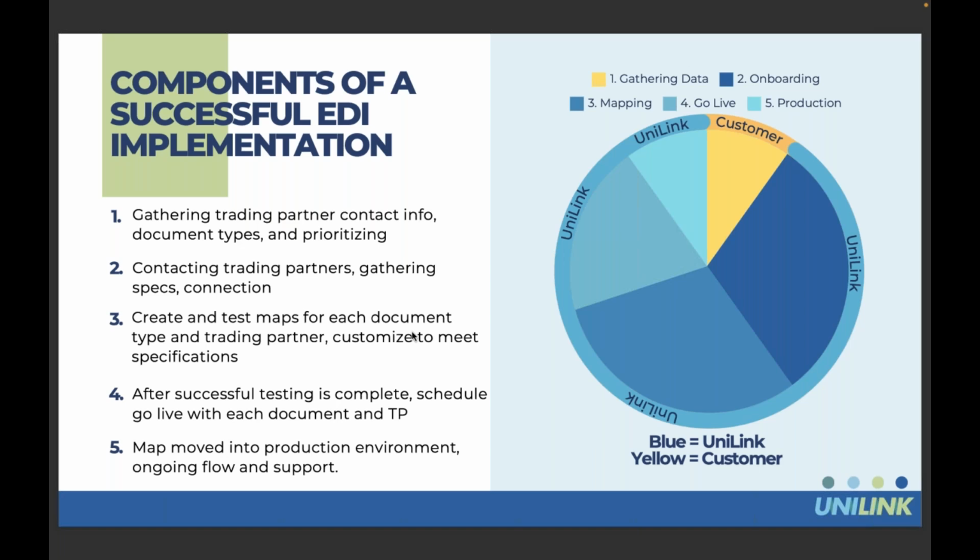UniLink is responsible for doing all of the heavy lifting. As our customer, we want to work with you to make sure we get your business rules and your connection to our data center established and test it for each of the forms that we're going to automate. I said earlier, we ask you to send out an introductory email to the trading partners, and then we want to, of course, talk with you about prioritization of those trading partners, and then start to create test maps for each document, for each trading partner, and then we move into production.